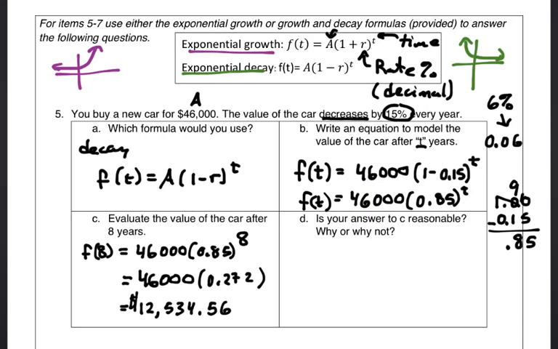The next question says, is your answer to C reasonable? Why or why not? Now that's pretty crazy when you think about it. A $46,000 car depreciates in its value, decreases in its value down to $12,000. Wow. That does sound reasonable. I'm not a car expert, but it does sound reasonable.